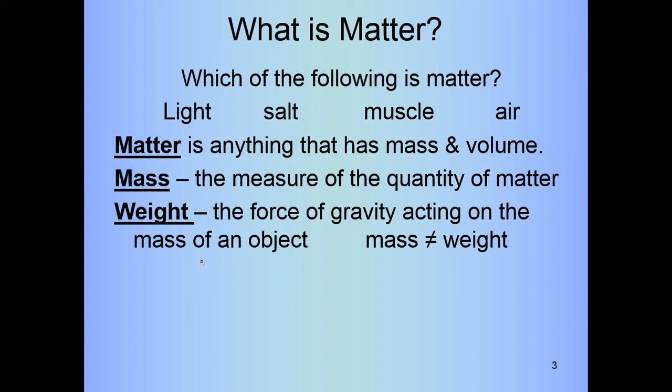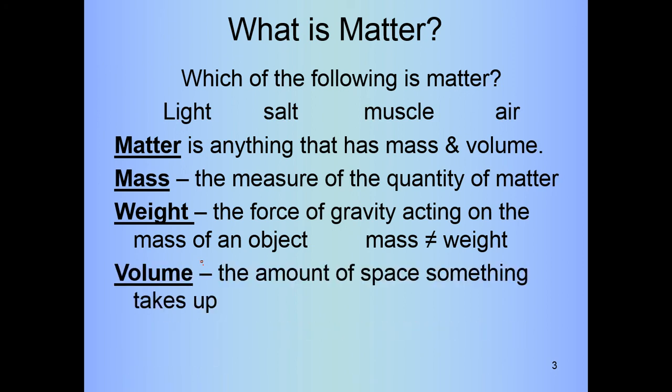And that's why we use mass for our discussions in chemistry, because we want to be sure we're always talking about the same thing and that it's not conditional based on where we are talking about the object or the matter. Next, we've got volume, so that's the amount of space that something takes up.